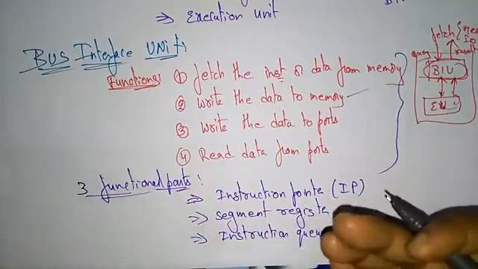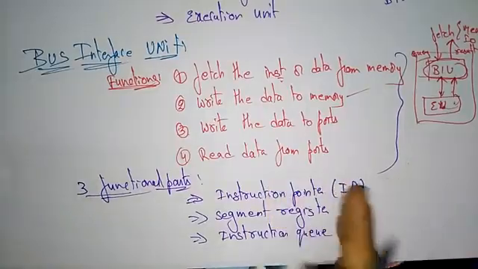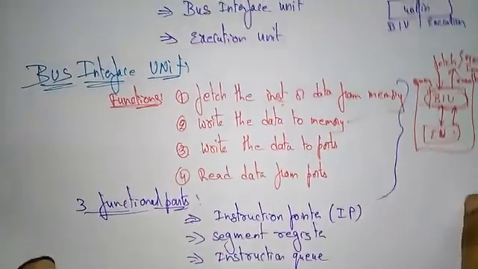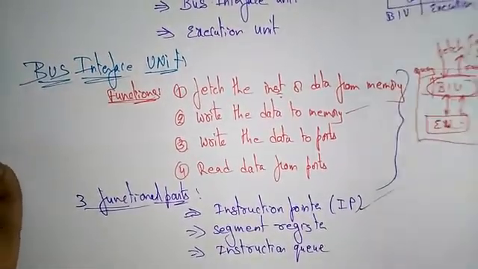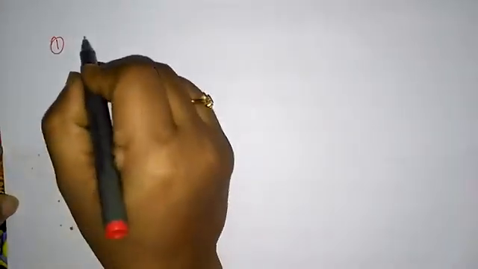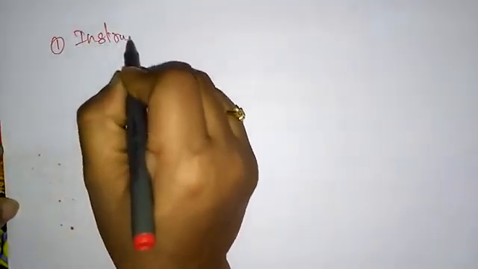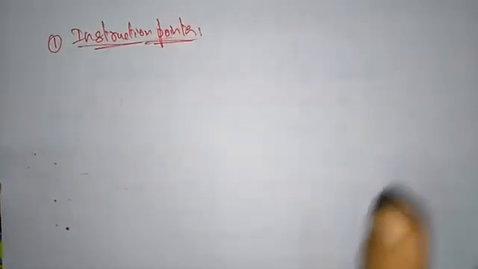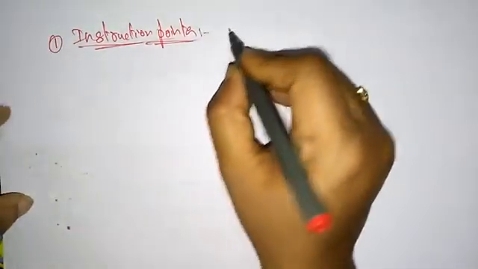First, let me explain about these functional parts. After that, I will show you this operation in the diagram. So let's explain the instruction pointer. What is the use of the instruction pointer in the bus interface unit? The first functional part is the instruction pointer. What is the role of the instruction pointer? First, it is a 16-bit register.